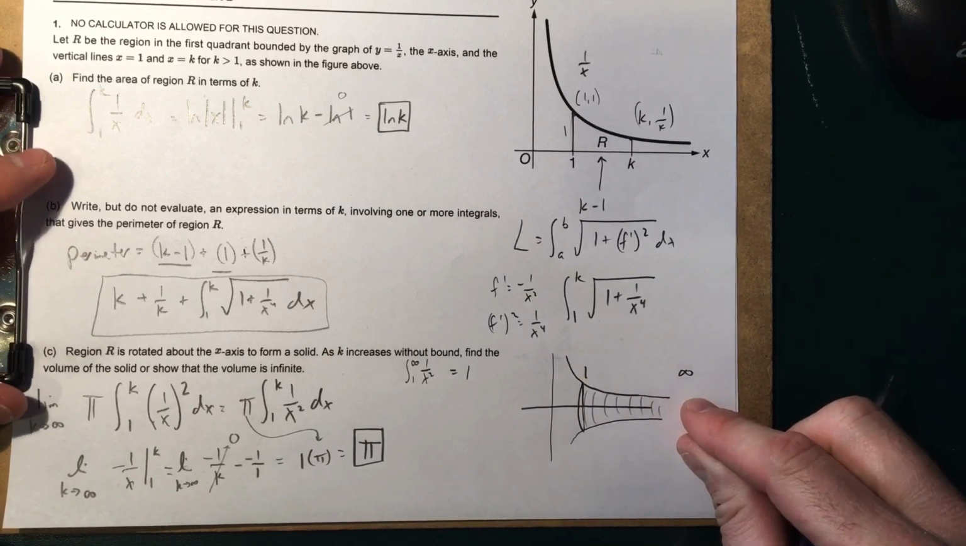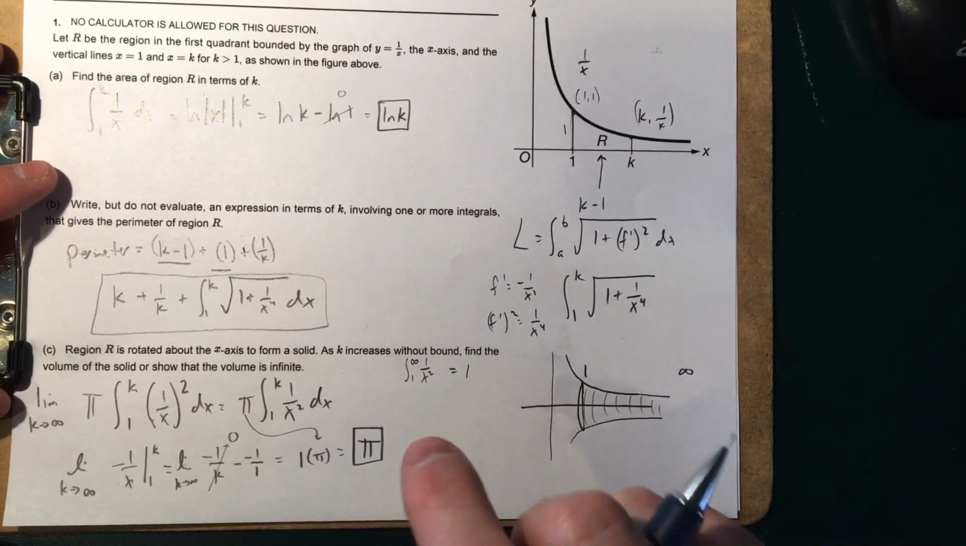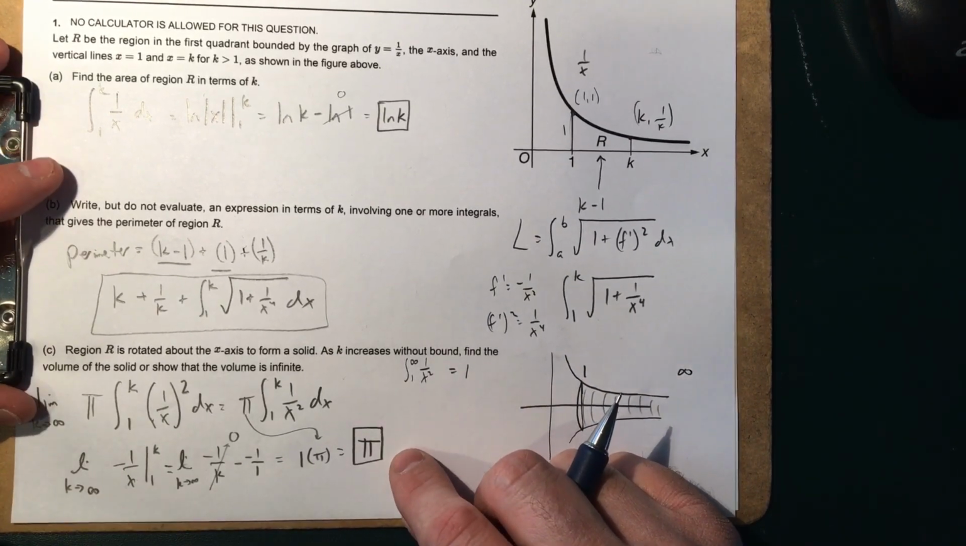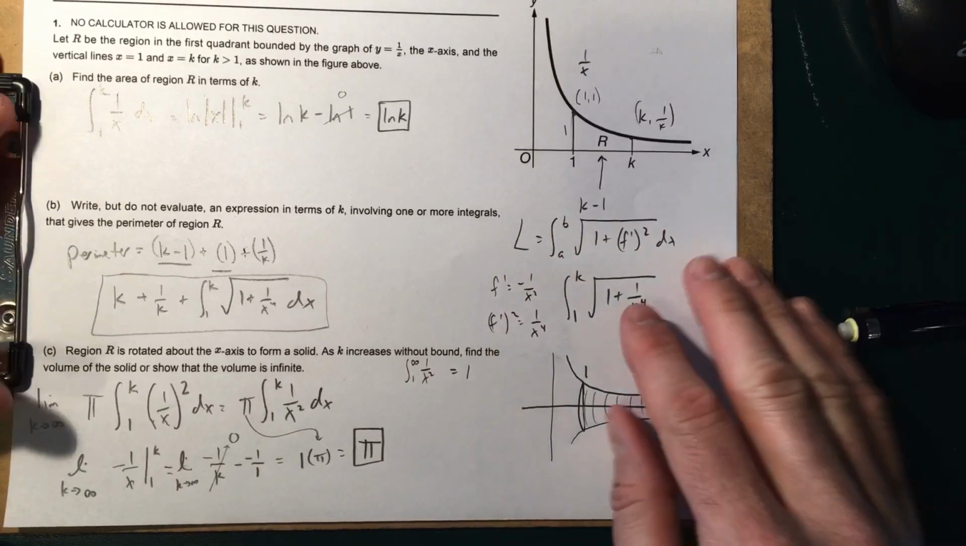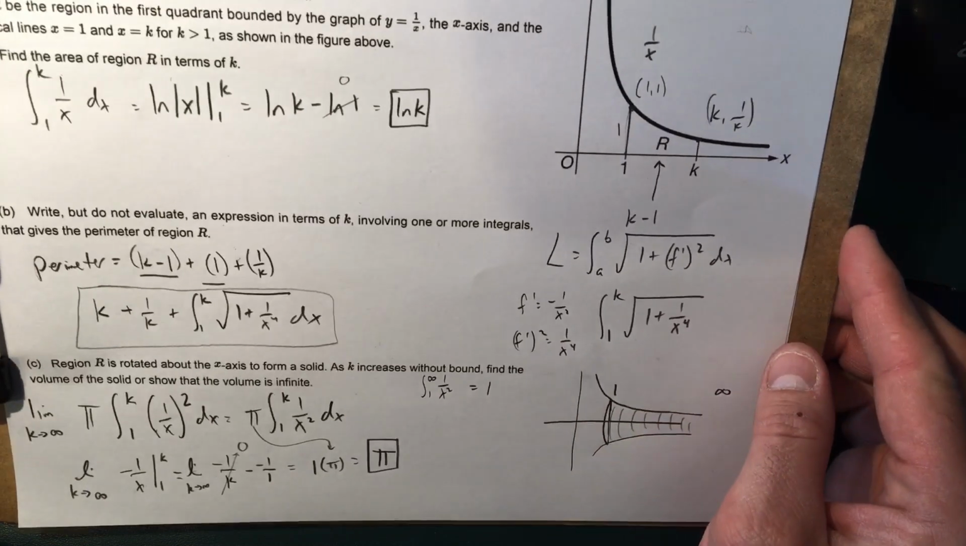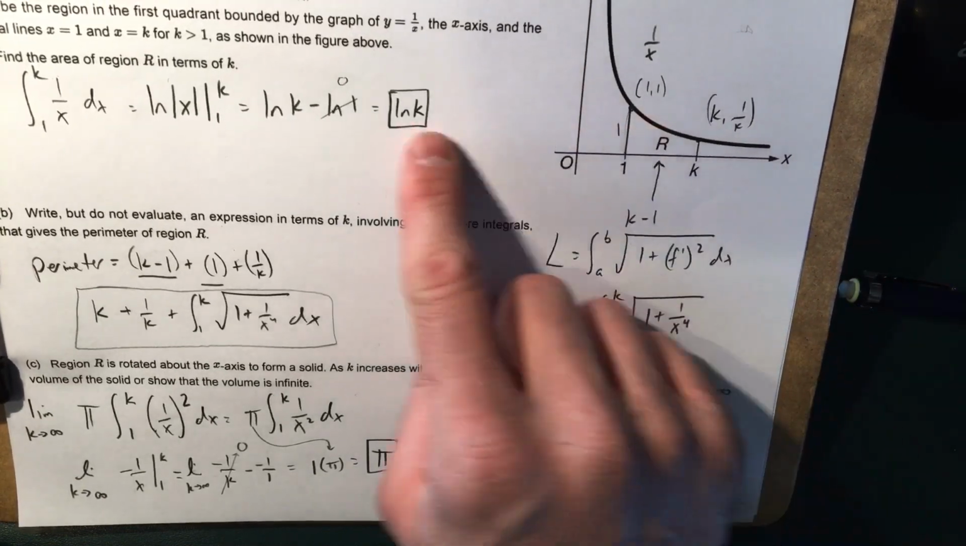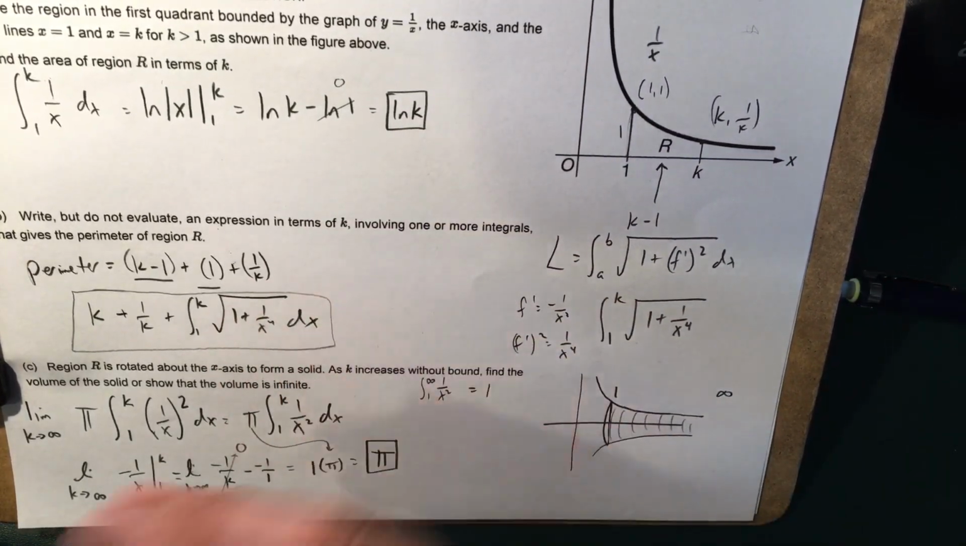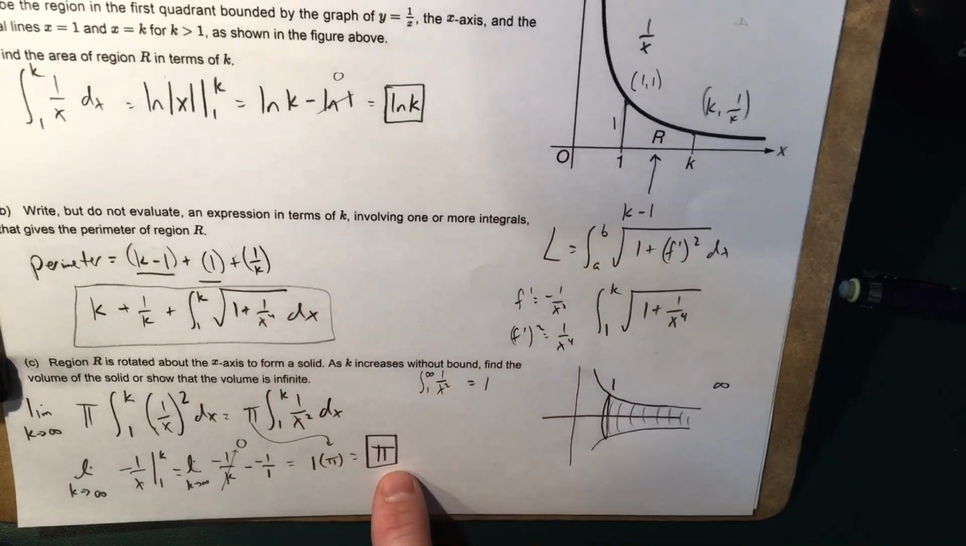You say, could we find the surface area too? Not an AP topic. So that's really cool. How about that? We got a nice little question there. We found our area, our perimeter, and our volume if we go all the way from 1 to infinity.